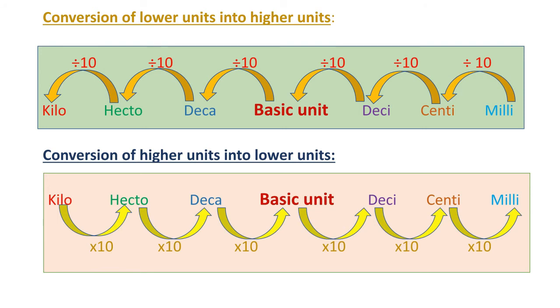If we want to convert kilometer into the basic unit meter, then we will multiply it by 1000 because we are having 3 times 10 multiples. So in that way we convert any higher unit into lower unit and lower unit into higher unit.